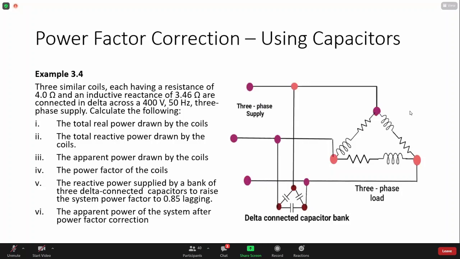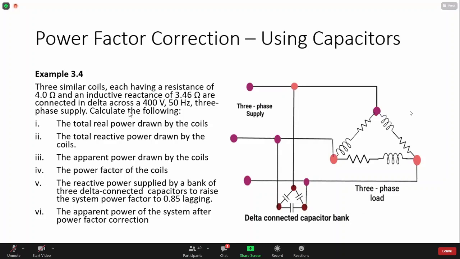All right, let's do a quick example. Three similar coils, each having a resistance of 4 ohm and an inductive reactance of 3.46 ohms, are connected in delta across a 400 volt 50 hertz 3-phase supply. Everybody seems to like the 400 volts system. But anyway, it doesn't really matter.